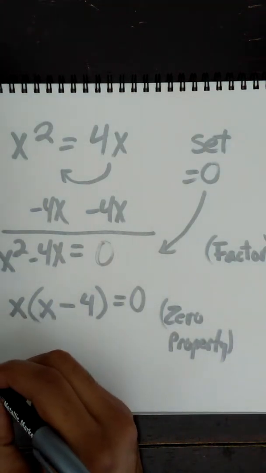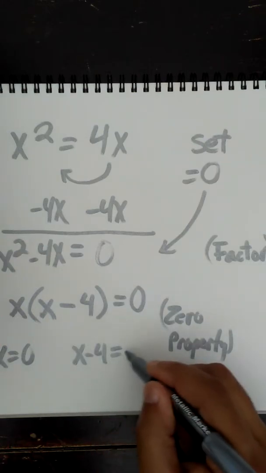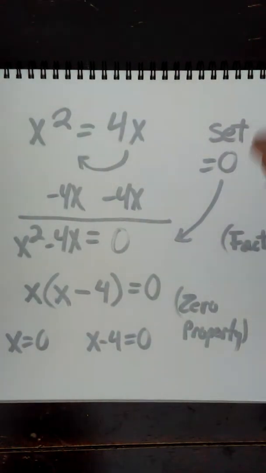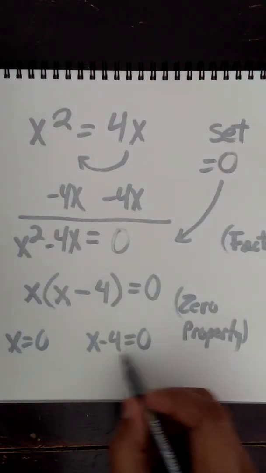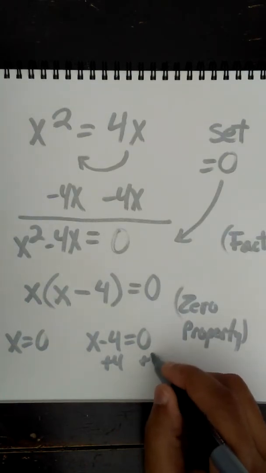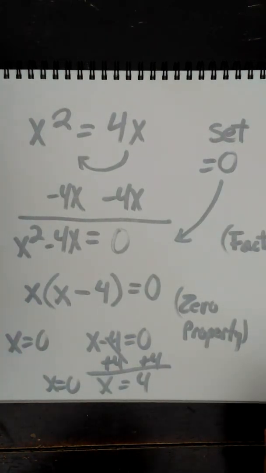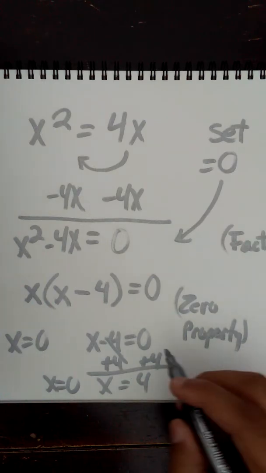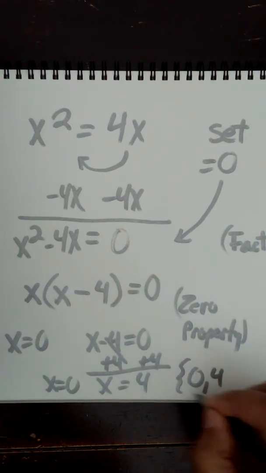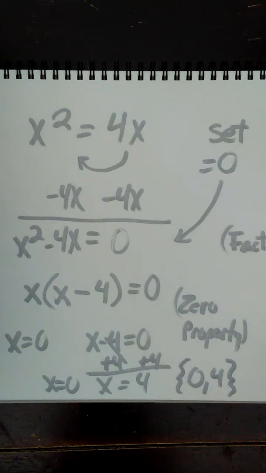x equals 0. And then we have x minus 4 equals 0. So then we solve this. We simply flip the term, and that gives us a solution set. Our solution set will be 0 and 4. Either one of these answers will check to make this a true solution.